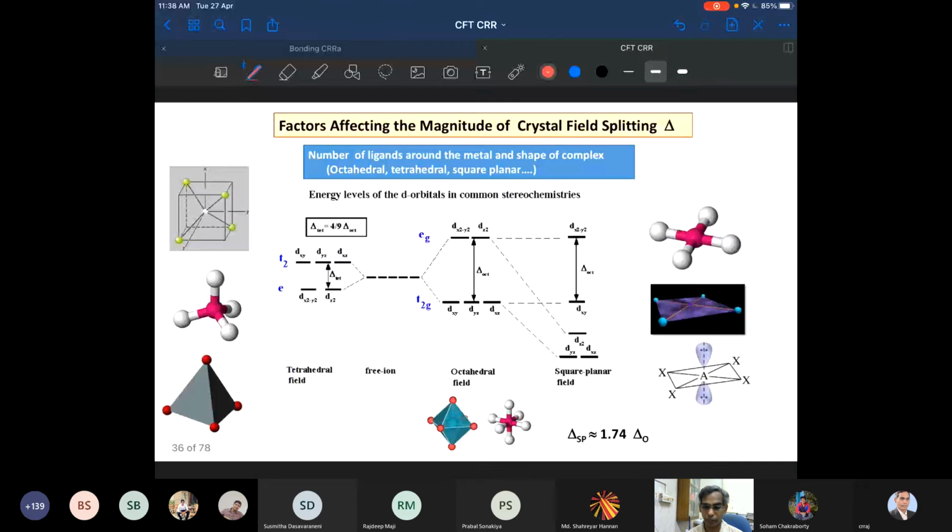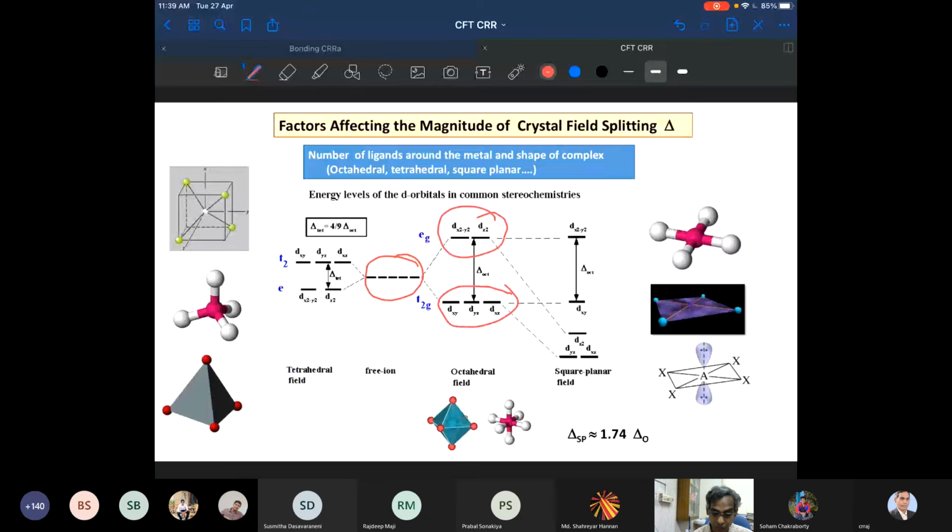Okay, right. Coming here, what I have is two typical cases. Now, this is my 5 d orbitals. In the octahedral field, as I mentioned, it's split into 2 parts, that is your T2g and Eg.